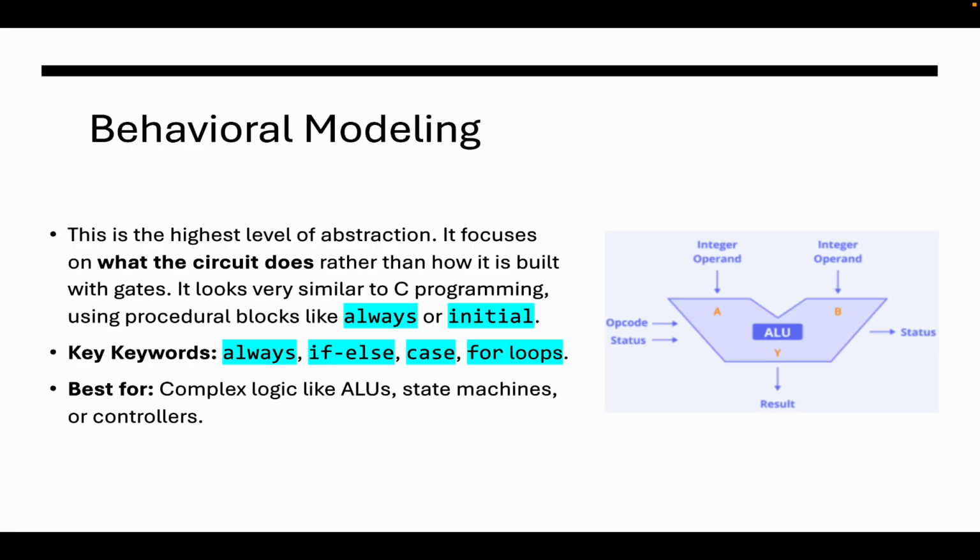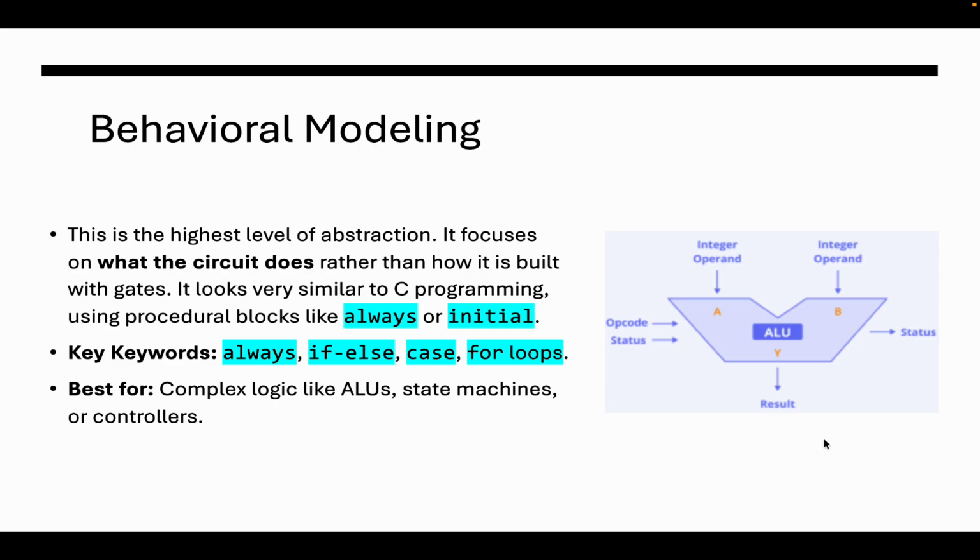This is what has the highest level of abstraction and it focuses on what the circuit is doing rather than which gates to be used. It looks very similar to C programming. We use procedural blocks like always, initial. We also use if, else, case and for loops. The best example for this would be complex logic like ALU, state machines or controllers.